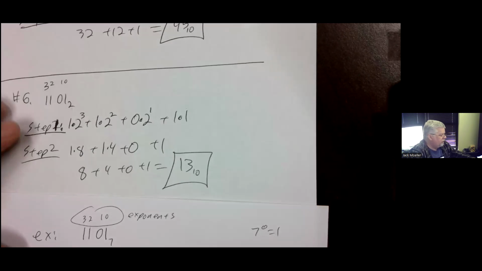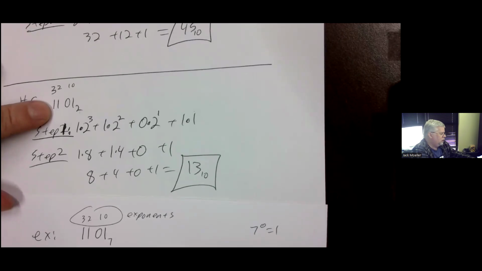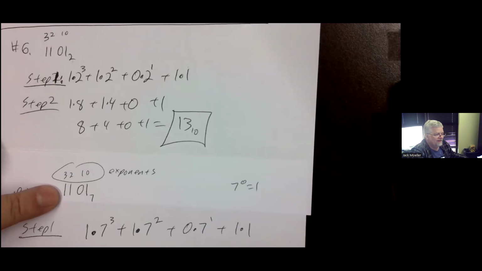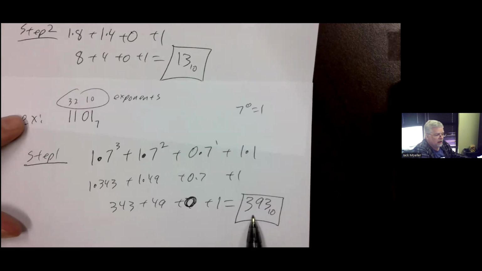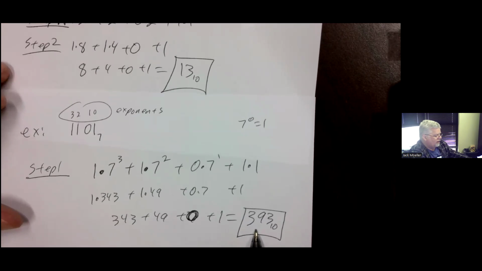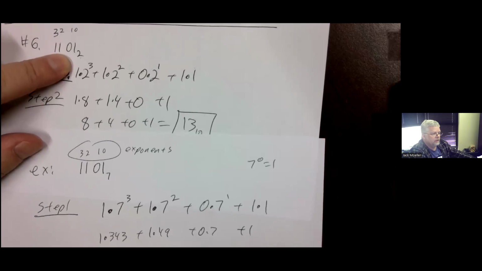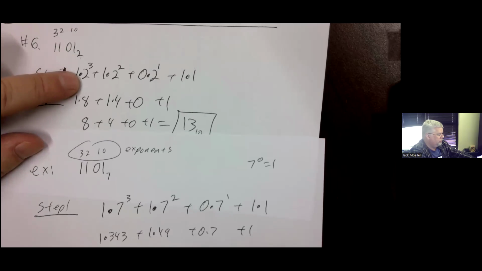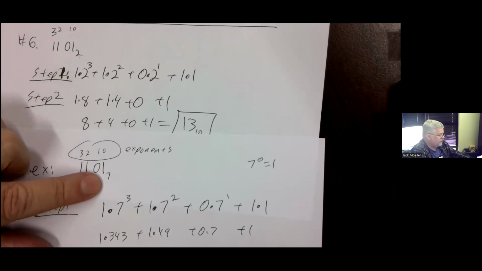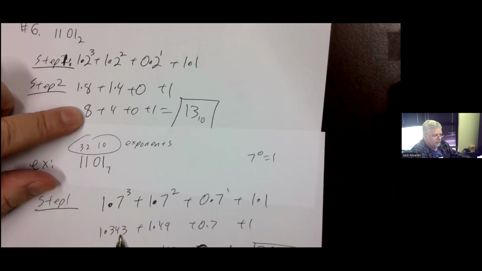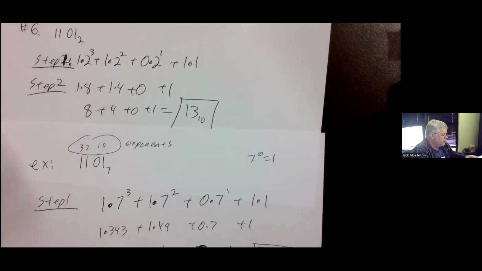So let's compare those. So 1101 base 2 in base 10 is 13. But 1101 base 7 in base 10 is 393. And so why is this number so much bigger than the other number? Because in this number system with base 2, we're doing powers of 2. In this other example, we have powers of 7, and clearly, powers of 2 are not going to be as big as powers of 7. So the bigger the base, the bigger the numbers grow.